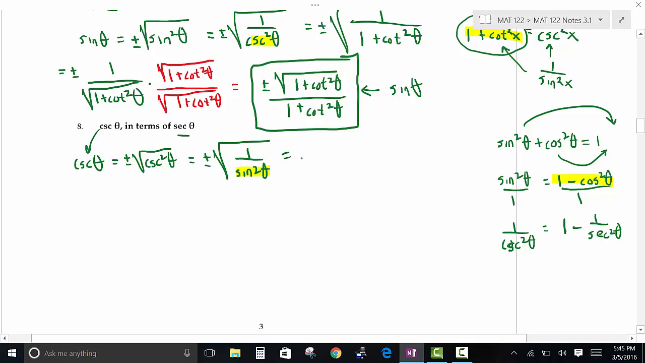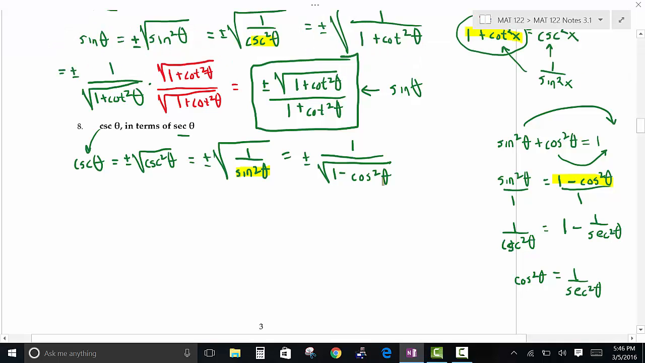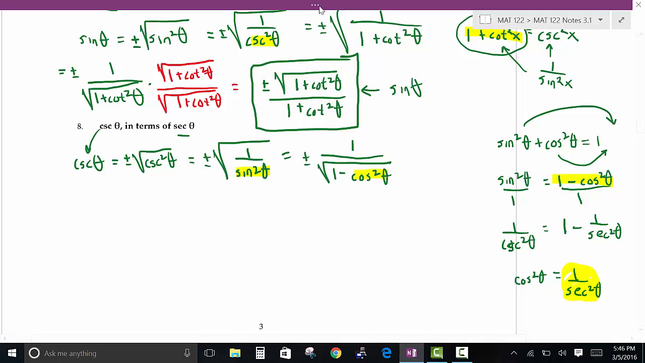So my next step is I have plus or minus, and the square root of 1 is 1, so I'm going to put 1 over, and I'm going to replace the sine squared with 1 minus cosine squared theta like that. Okay, and then I can also utilize this identity. Basically the cosine squared theta is 1 over the secant squared theta because they are reciprocals. So the next thing I'm going to do is that substitution, and by doing that, I've really accomplished my goal, and then I just need to algebraically simplify this.